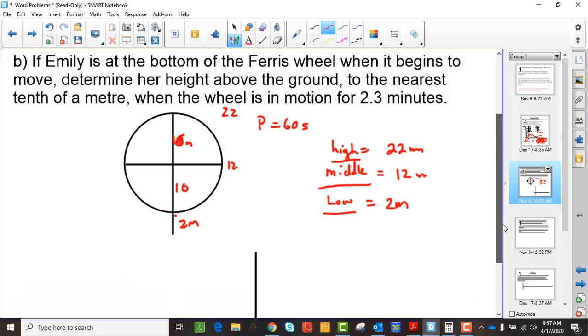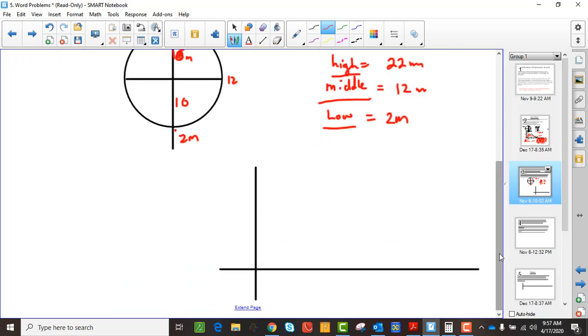And since the period's 60, I'm going to go up by a quarter of that. A quarter of 60 is 15, so I'm going to go 15, 30, 45, 60. And my x-axis, I'm going to go 2, 4, 6, 8, 10, 12, 14, 16, 18, 20, 22. So this is 22, this is 2, and then 2, 4, 6, 8, 10, 12. There's 12. And I'm going to draw my graph.